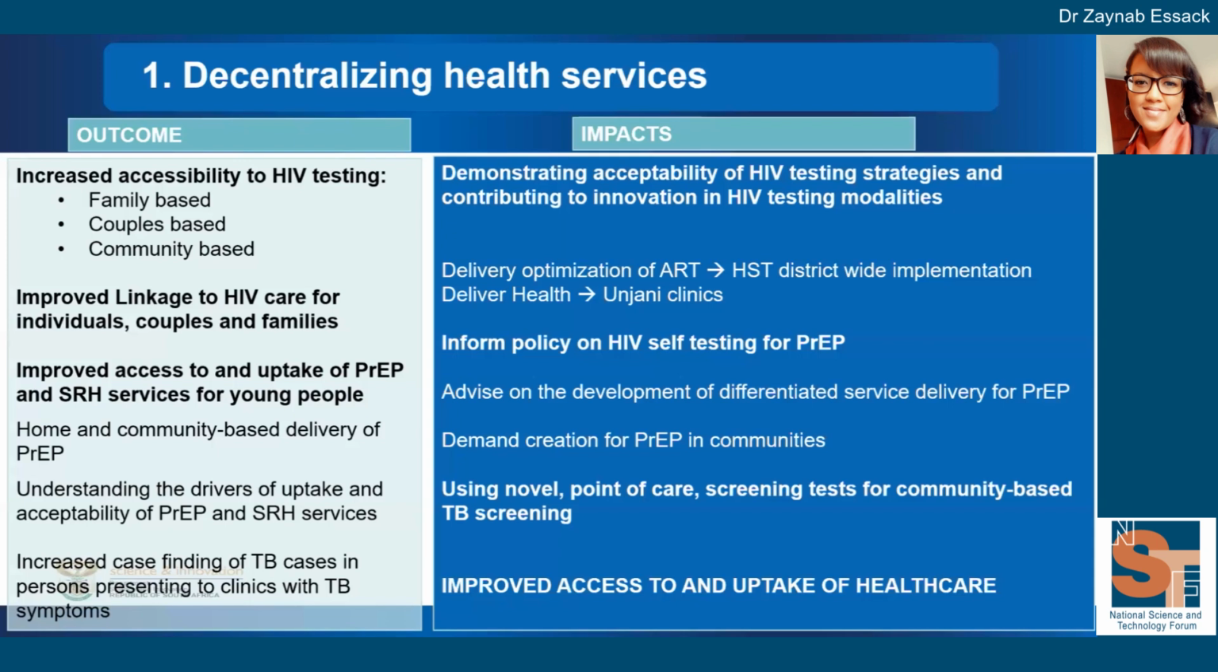We've been able to demonstrate that HIV testing strategies are acceptable, and we've been able to innovate in terms of HIV testing modalities. One of our studies called DOART, or the Delivery Optimization of Antiretrovirals, is now being implemented by the Health Systems Trust, which is a district-wide implementation. And this is extremely significant because I mentioned earlier that we want to do research that makes an impact. And often we will evaluate and test interventions that we hope government takes up one day. And this is why that is so significant.